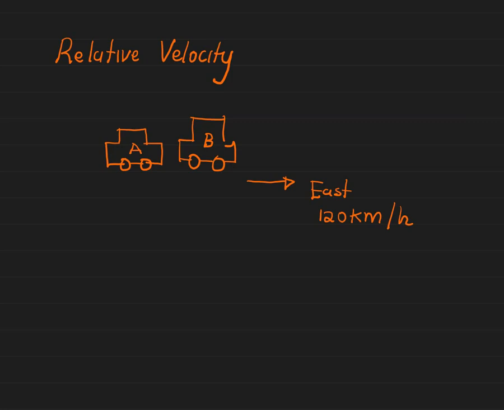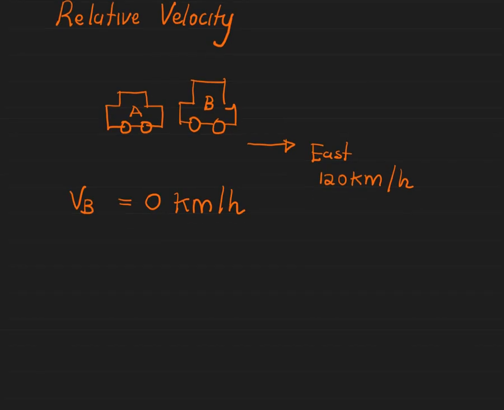So if you are in car A and you are looking at car B, what you will observe is that it will seem as though car B is not going anywhere, because it's moving at the same speed as you, because you are in car A and car B is also moving at 120 kilometers per hour. So in that case, the velocity of car B with respect to A becomes zero kilometers per hour, because it would seem as if car B is not moving relative to you when you are in car A.